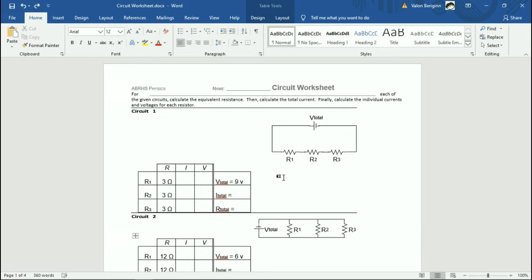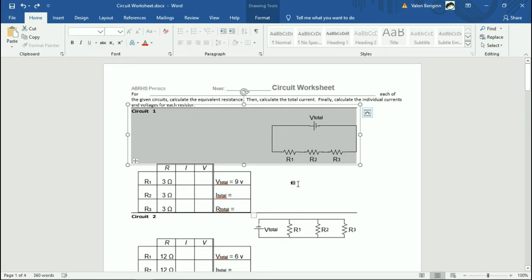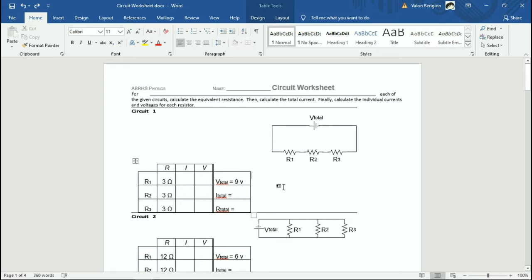Okay, today I am going to be going over the Circuit Worksheet. Unfortunately, this worksheet doesn't like being edited for some reason. I think it's because I got this as a PDF and then I switched it to a .doc, so that's probably the reason why it's kind of messed up. But I don't know.